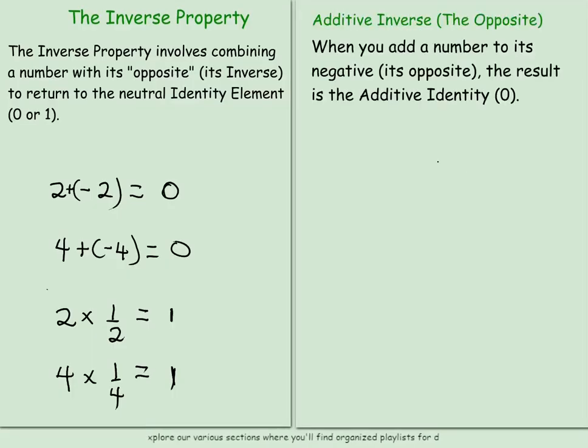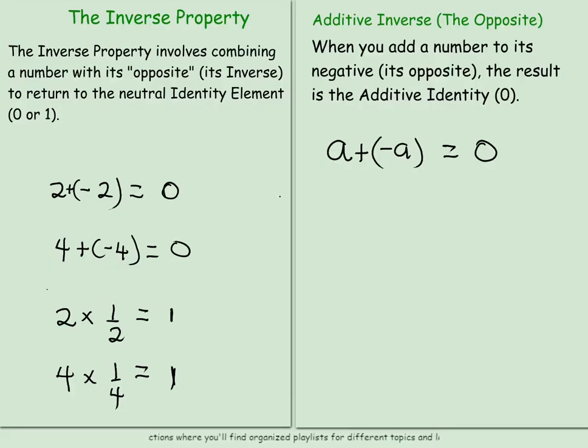So then for the additive inverse, we say when you add a number to its negative, that is its opposite, the result is the additive identity. Do you see that? And the rule will just be what? A plus negative A will give us what? 0. That is the additive identity. All real numbers obey this rule. You see, they all obey this rule.